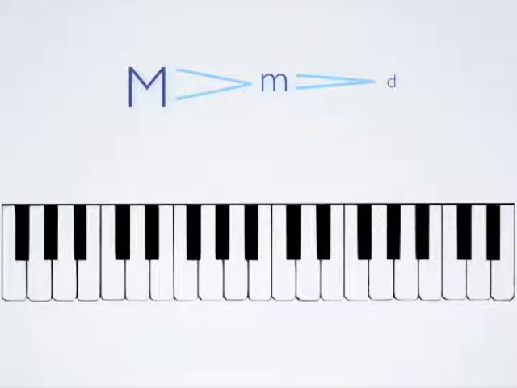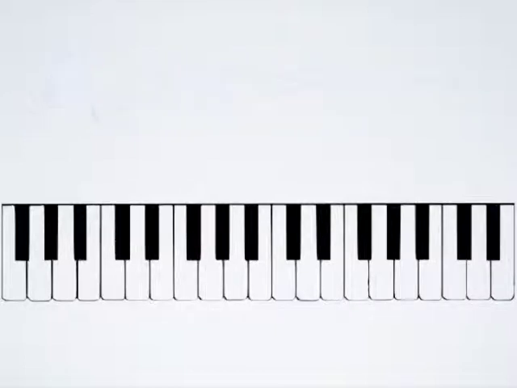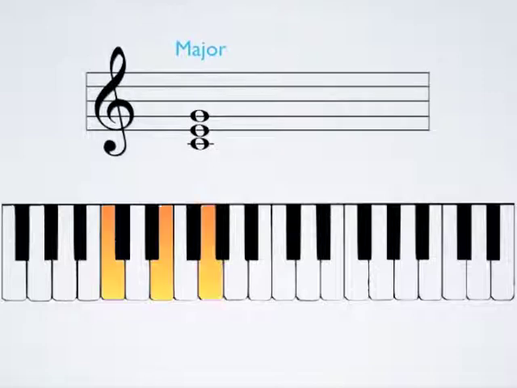Now if we go the other way, from the major chord, if we raise the 5th a half step, the chord becomes augmented. As an example, here's a C major chord. And then we'll raise the 5th to make it augmented.